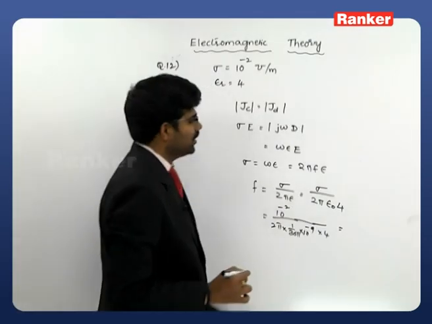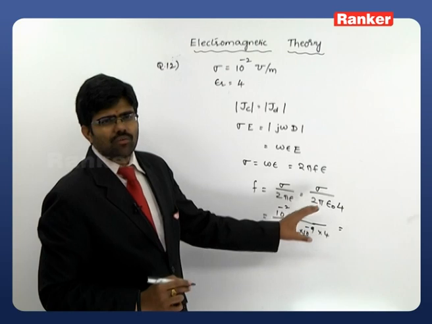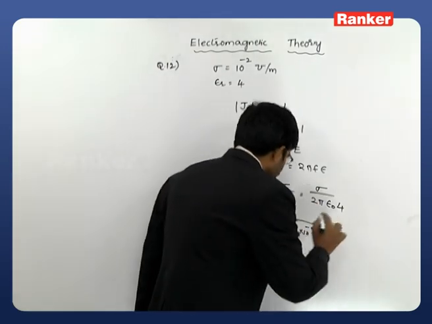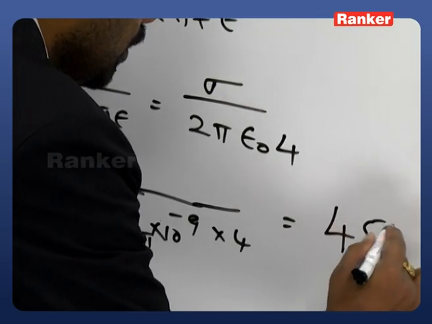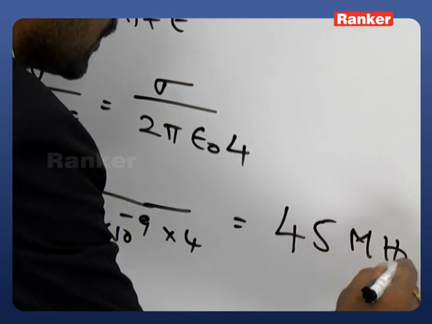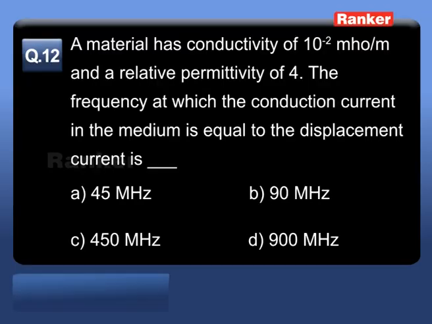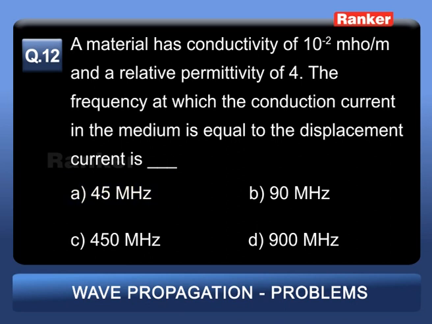After simplification, what we get is just 45 megahertz. Just to simplify them, we get 45 megahertz, and option A is correct here. So clearly, calculate this one using a normal calculator. So option A, 45 megahertz, is the answer.